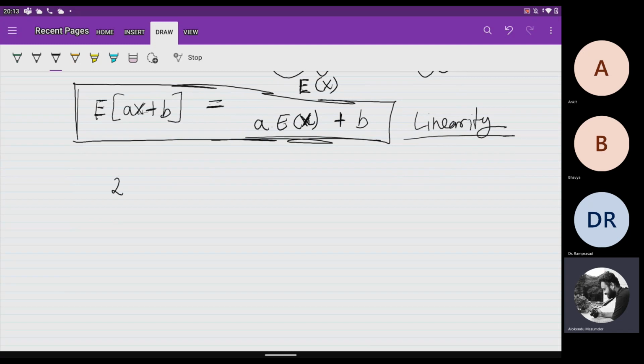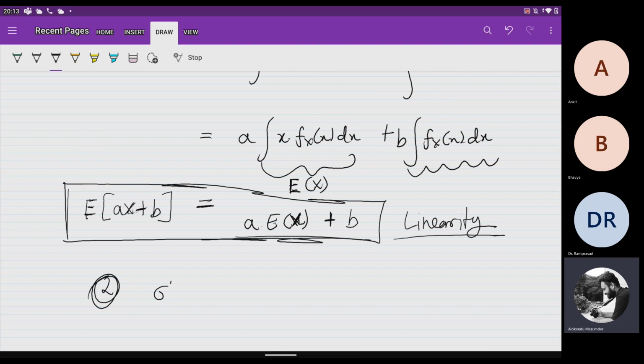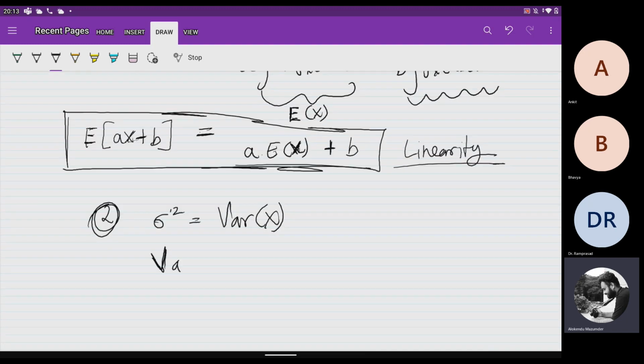And the second property. To the second property, let's talk about variance. Okay, let's talk about variance. So variance, let's say that sigma square equal to variance of x. Okay. Now can anybody tell me what can be the variance of ax?